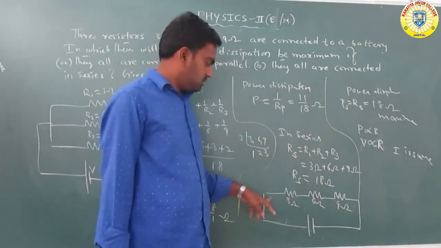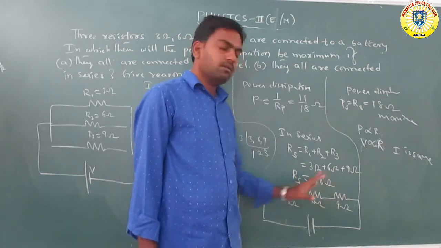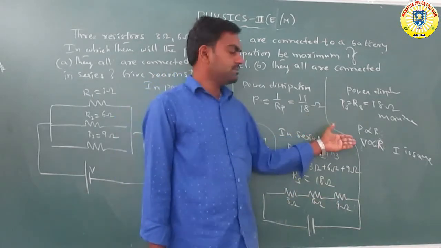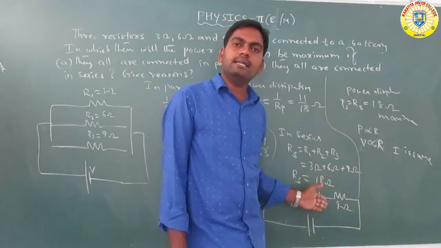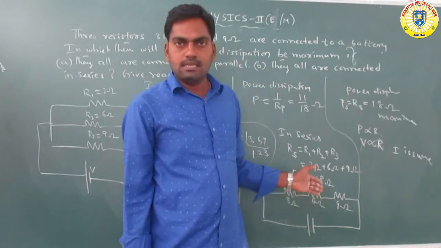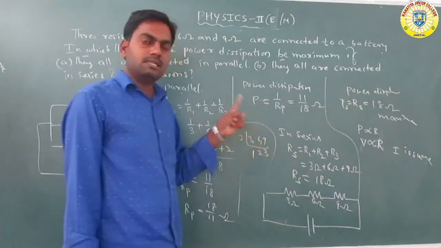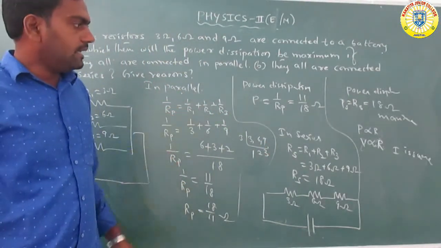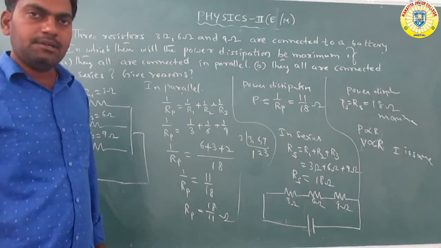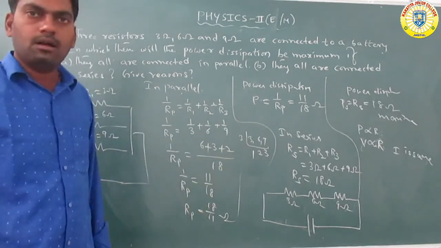That means the current I is the same, so for more resistance the potential difference is more and the power dissipation is more in a series combination. The current flowing in the circuit is the same or equal.